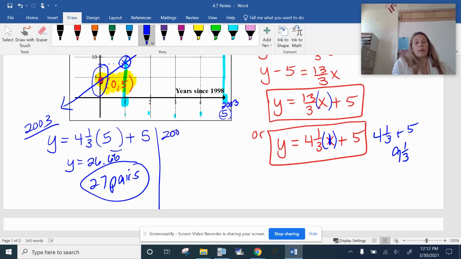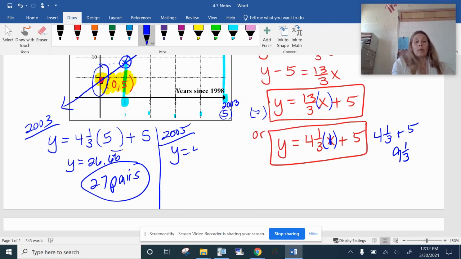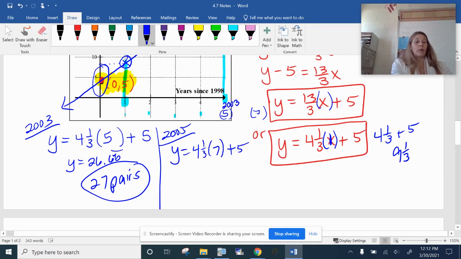Now for 2005, this would be 2 more years later, so that would be a 7. So I'd have 4 1/3 times 7 plus 5. So if I put that on my calculator, I would end up with 35 1/3. So I'm going to round that to about 35 pairs.